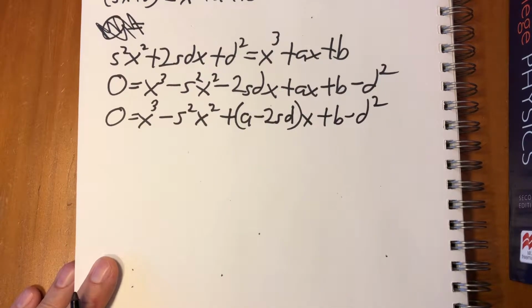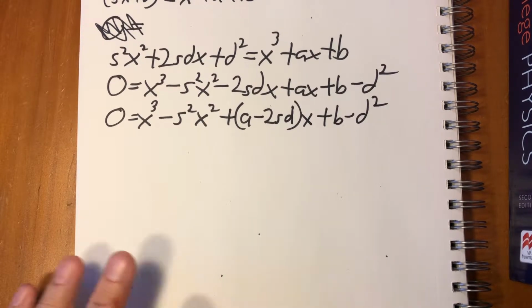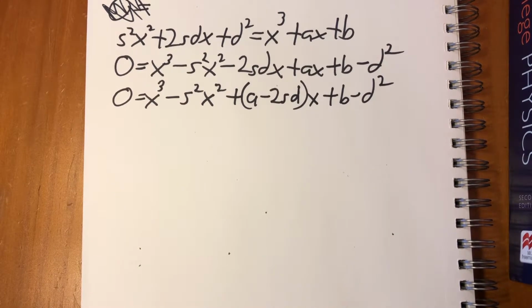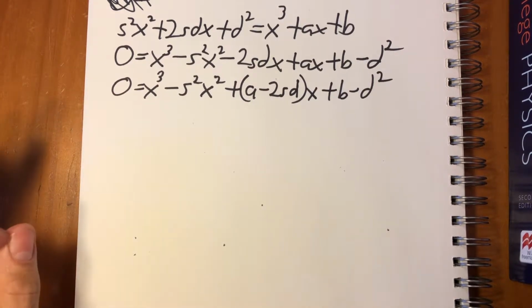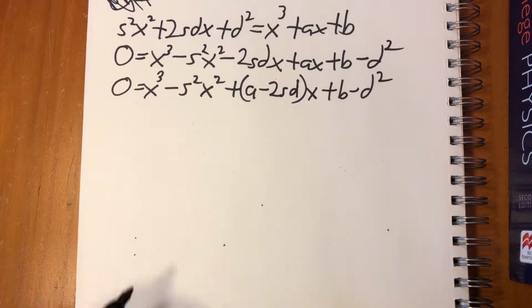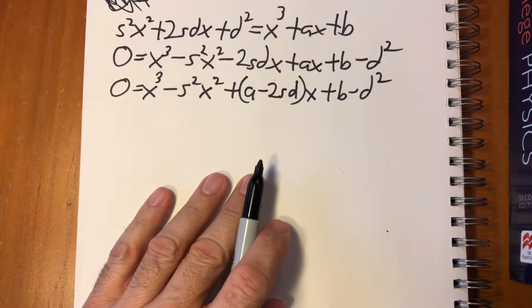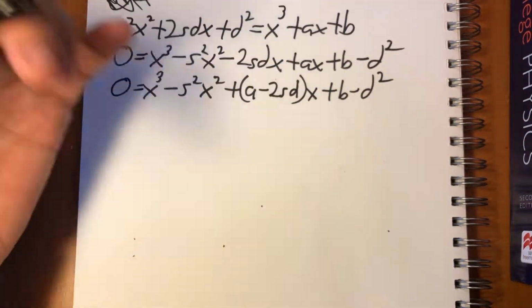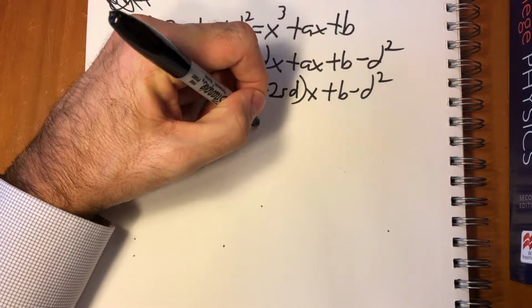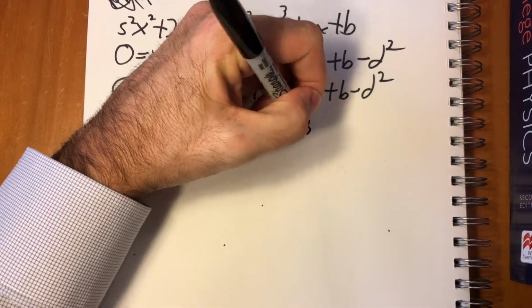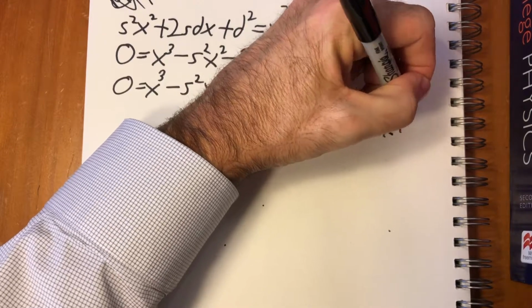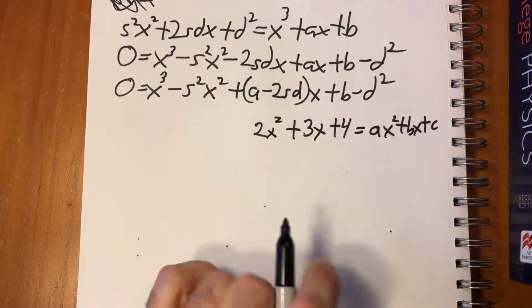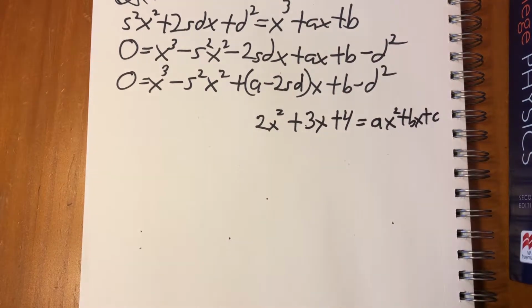Now, the next thing we're going to do is very interesting. This is some algebra that I don't think we do very often. But we're going to equate the coefficients. If two polynomials have the same coefficients, then they are the same polynomial. So what that means is it's a very obvious statement. But if you have 2x squared plus 3x plus 4 equals ax squared plus bx plus c, then a equals 2, b equals 3, c equals 4. Okay?